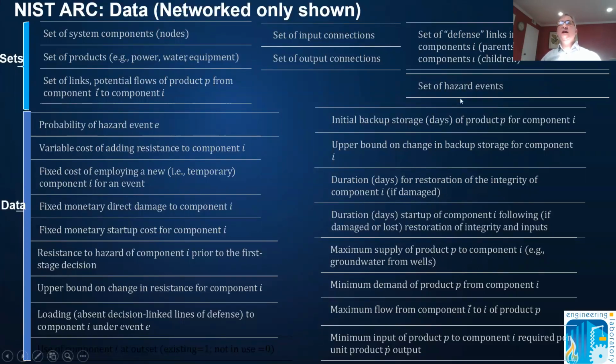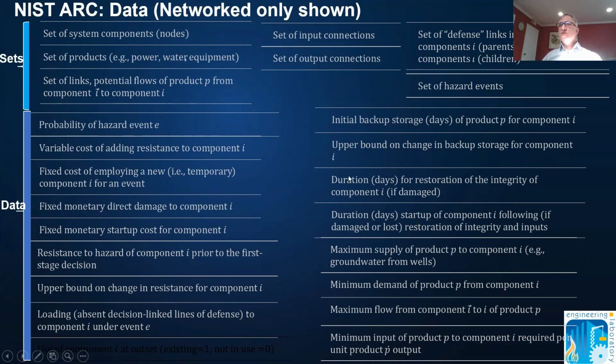It's a bit overwhelming, the slide, but we have a whole bunch of sets in the underlying optimization model. So we have hazard events. We have those protections, the levee protecting, for example, or a berm potentially protecting the water treatment plant. We have a bunch of cost information for increasing resistance and for adding new, backup storage.